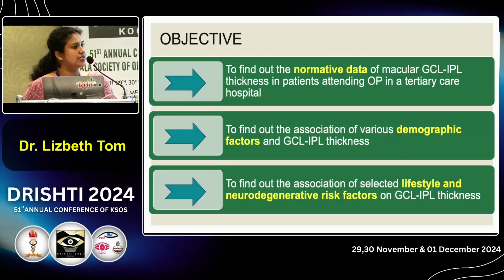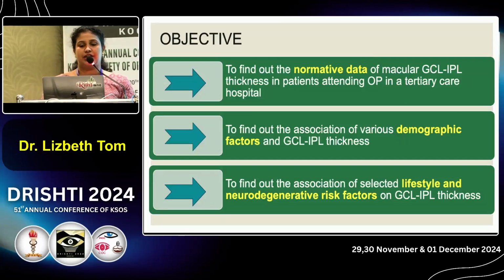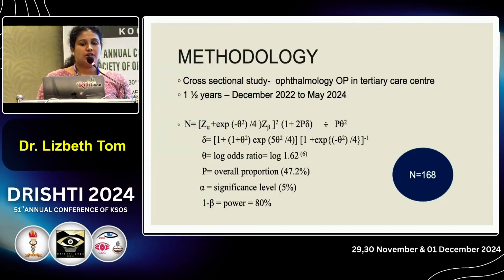And the objectives of the study were to find out the normative data among patients attending the OP in a tertiary care center and to find the association of various demographic as well as lifestyle and neurodegenerative risk factors with GCL-IPL thickness. This was a cross-sectional hospital-based study in the ophthalmology OP in a tertiary care center spanning 1.5 years, and the sample size calculated was 168.